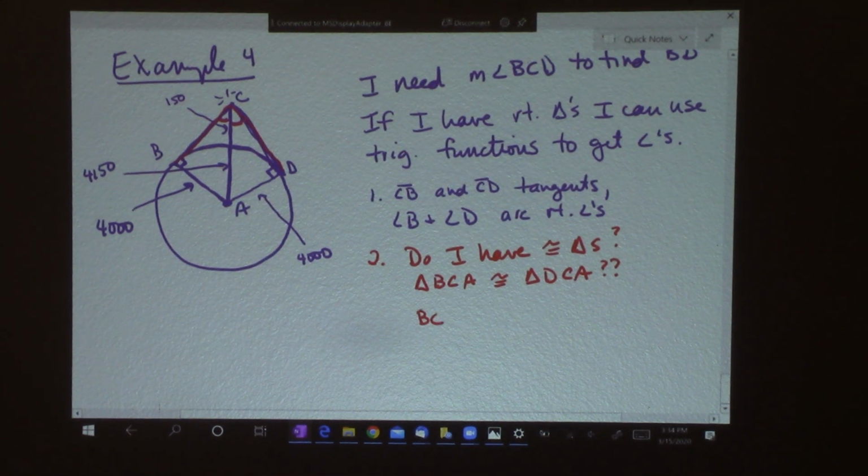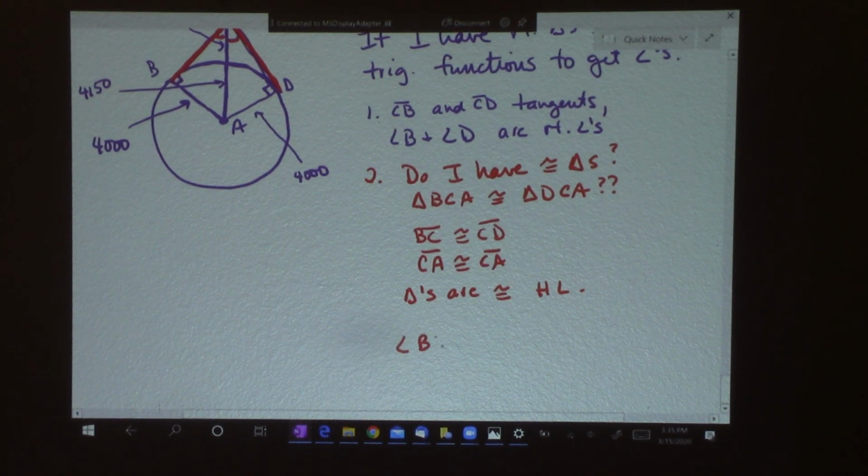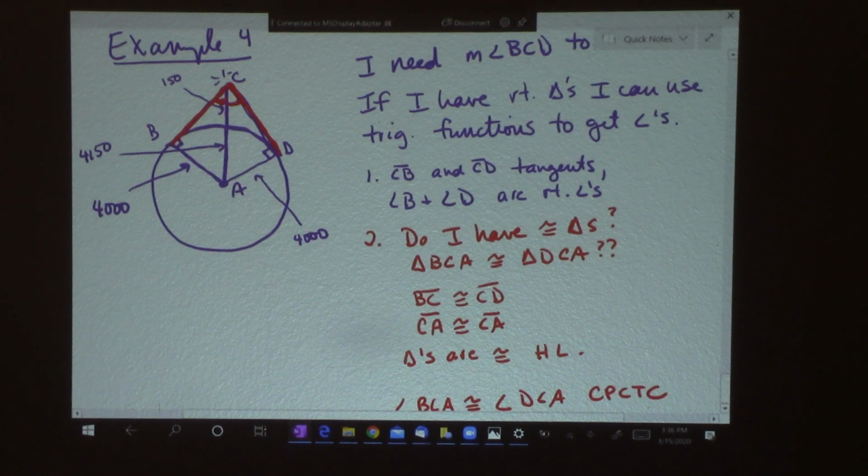BC is congruent to CD because C is the common point there, and they're both tangent to the circle, so I know that. I know that CA is congruent to itself because of reflexive. So I can say that the triangles are congruent by hypotenuse leg. Okay? Because I have a right triangle. All right. And then I can say that angle BCA is congruent to angle DCA because of congruent parts, right? So now I know my angles here are the same.